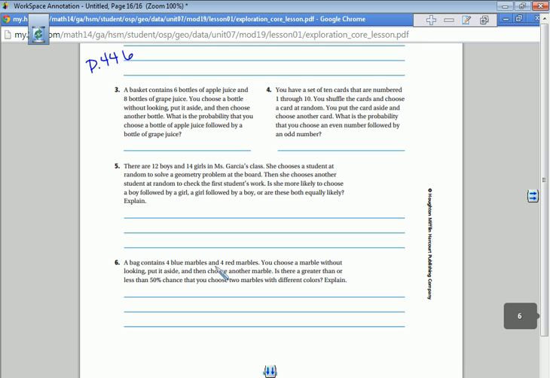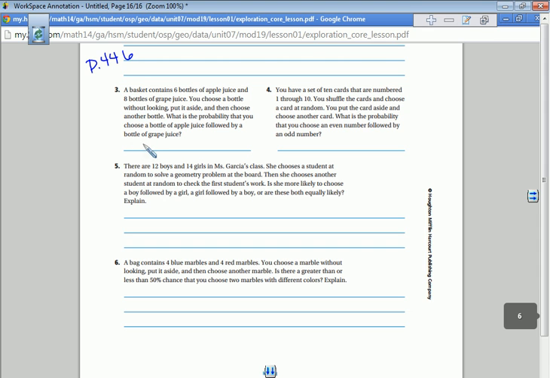Number 3, a basket contains 6 bottles of apple juice and 8 bottles of grape juice. You choose a bottle without looking, put it aside, and then choose another bottle. What is the probability that you choose a bottle of apple juice followed by a bottle of grape juice? In your head, every time you're asking yourself the question, does the probability of the first event affect the second? If it says yes, then it is a conditional probability because these are dependent events. Okay? So now let's look at what is the probability of, what did it say first? That you choose a bottle of apple juice.